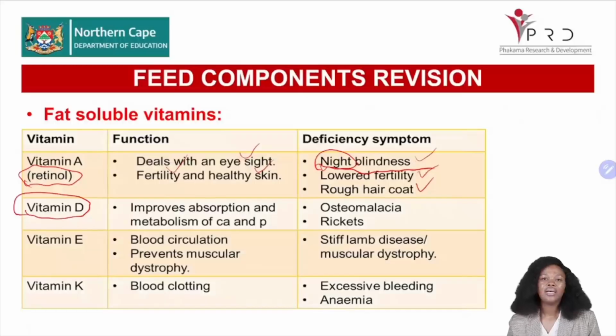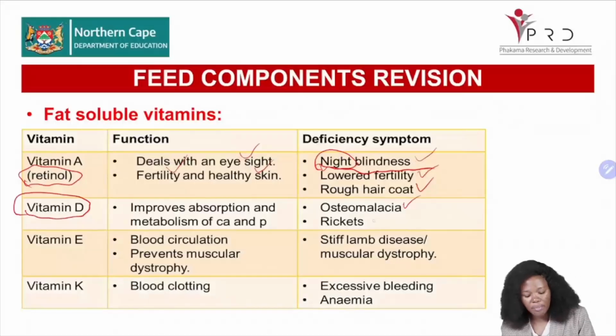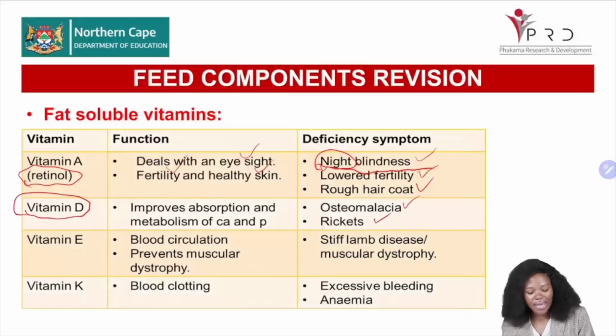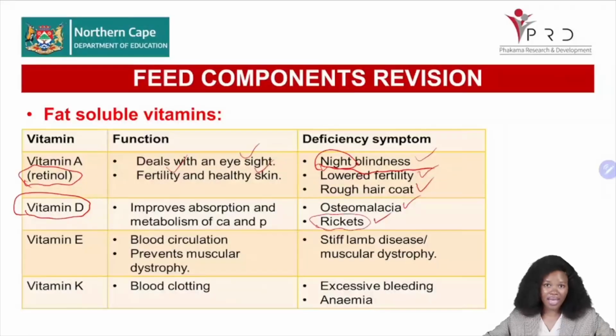Now, vitamin D plays a role in the absorption of phosphorus and calcium, two minerals that deal with the formation of bones, strengthening bones, and teeth. Now, the deficiency symptoms, right? There will be osteomalacia, the weakening of bones in farm animals, especially older animals. Number 2, there will be rickets, the bow legs in young animals. So it is young animals that mostly suffer from rickets, the bow legs, right?